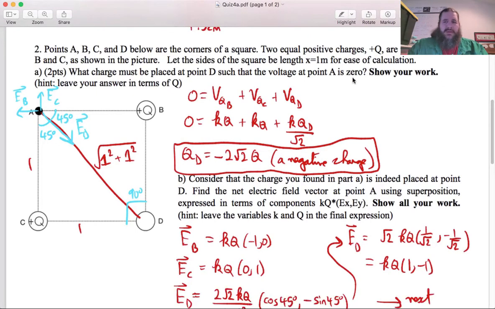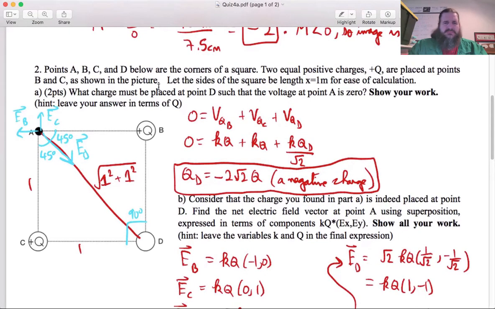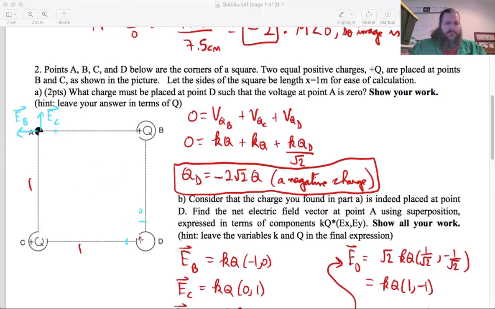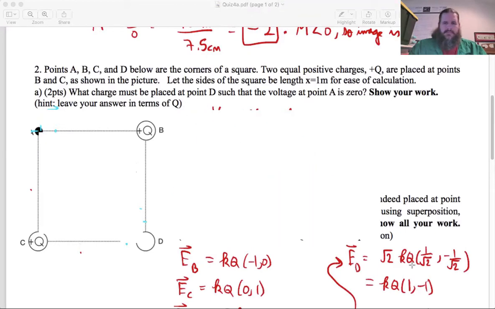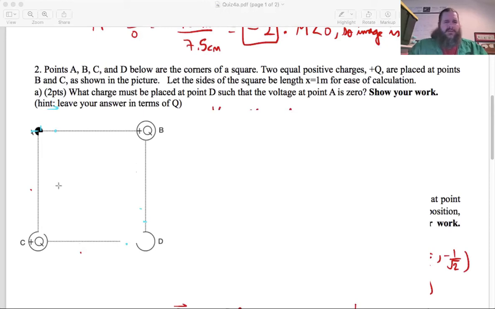So it looks like we have a square with positive charges at points B and C. So we have charges at locations B and C. And we want to create another charge at point D that makes the voltage at point A zero. Let me clear this off a little bit so we get some space to work with. So we have two big positive charges at location B, location C. We have the option of putting a charge at location D. So let me call that just QD for now.